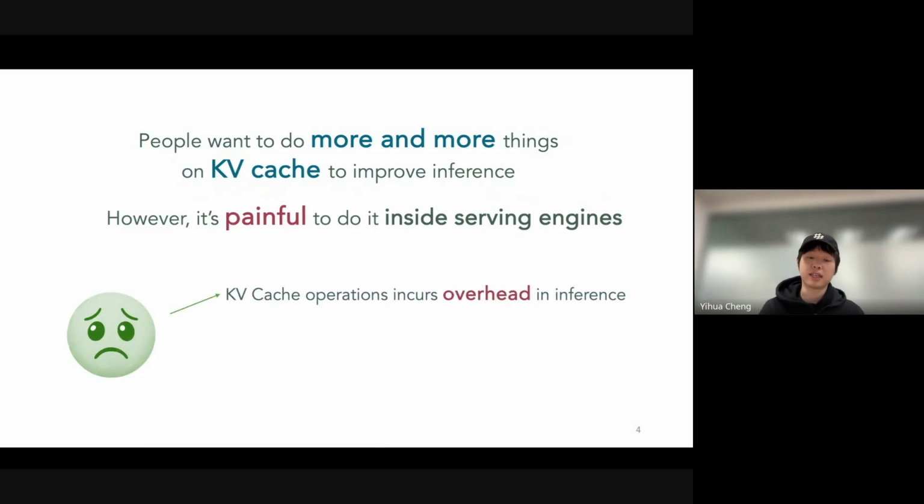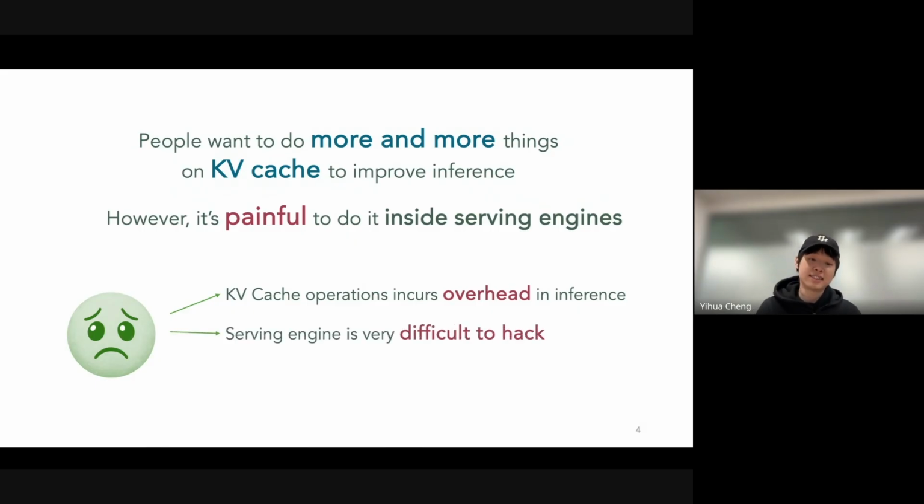So there are a few examples. First of all, if you want to do a lot of KV cache operations, like monitoring and updating, it actually incurs a lot of overhead in inference. For example, we do see peers implementing TurboQuant in vLLM and SGLang. However, it actually slows down LLM inference by 20% or even more, and you get double TTFT when you employ this TurboQuant implementation.